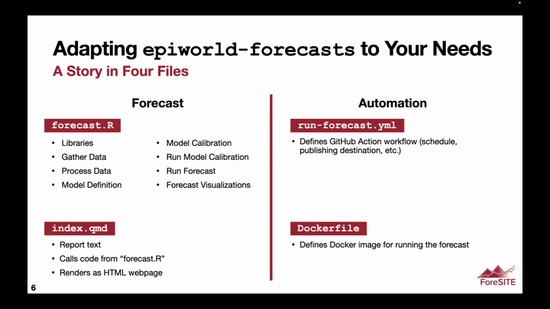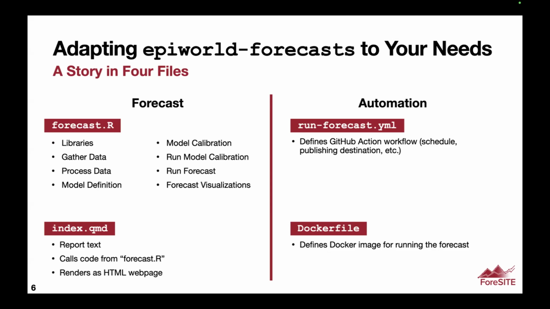So those files will probably require heavy modification unless you're just planning to take our example and try to make it better. You're going to be adding a very different forecast, maybe a different model, maybe different calibration steps, different text for your report. But the automation files should be mostly unchanged. I mean, you can still make tweaks to them. So the run forecast YAML file is the GitHub Action workflow. This is where it defines the schedule. It sets up all the GitHub Actions, the automation steps to do this.